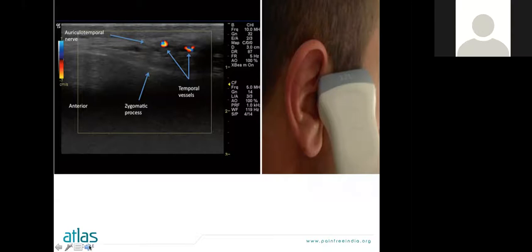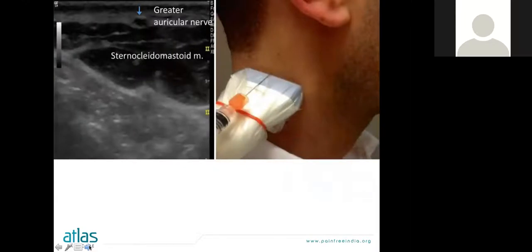So it's a very useful nerve block to have in your armamentarium, particularly if you're looking at pain around the mandibular notch. Okay, and this is the greater auricular nerve. Now, with the auriculotemporal nerve, we have to be careful not to damage the temporal artery. So that's an important point to remember.